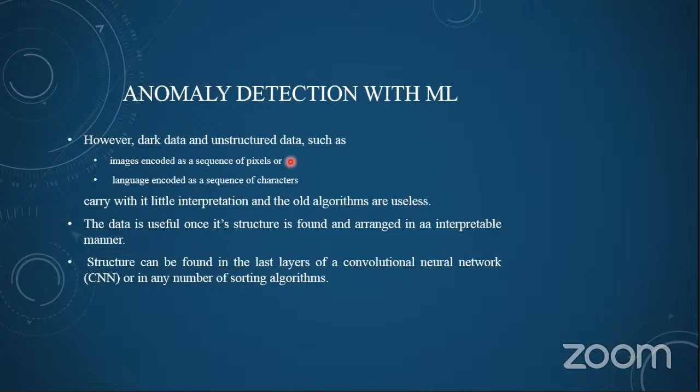Suppose the image of the cat is shown as the image of the cat itself, then that's structured data, and we know it's an image of a cat. But when it is encoded, the whole image becomes blurry, and we don't know what that image conveys. So that's unstructured data. Unstructured data carries no interpretation or very little interpretation, and hard-coded algorithms are useless.